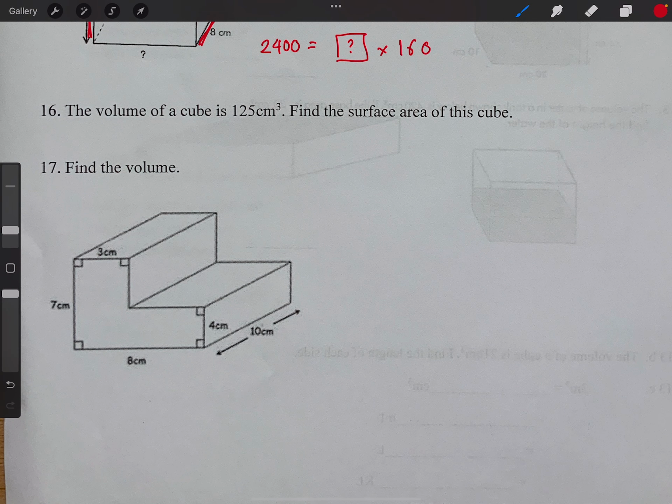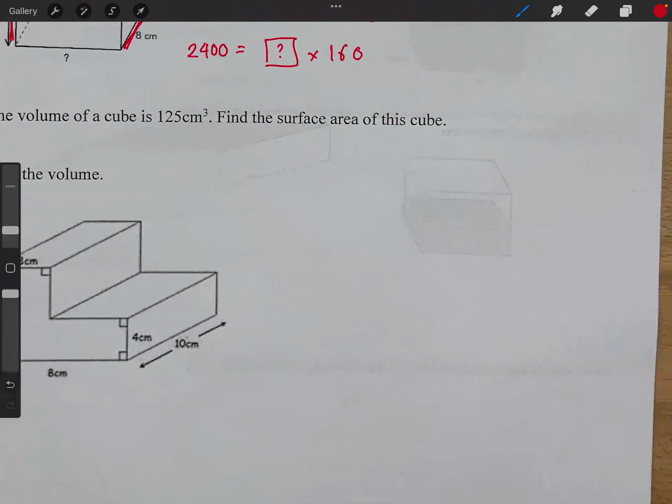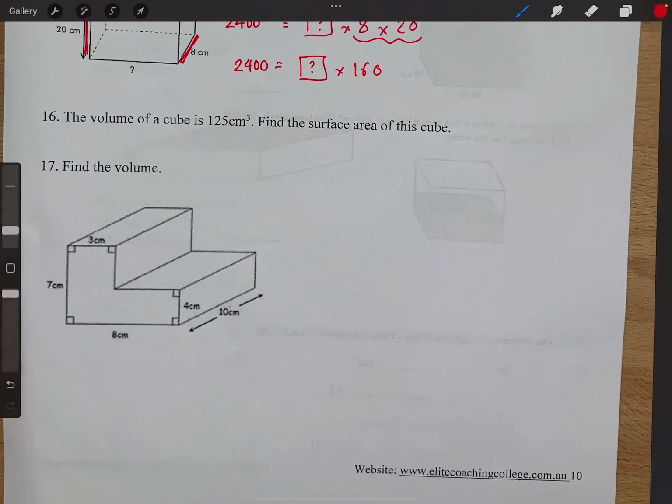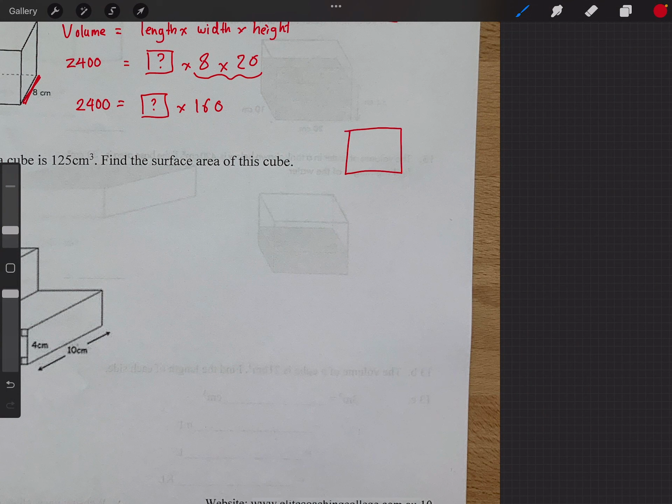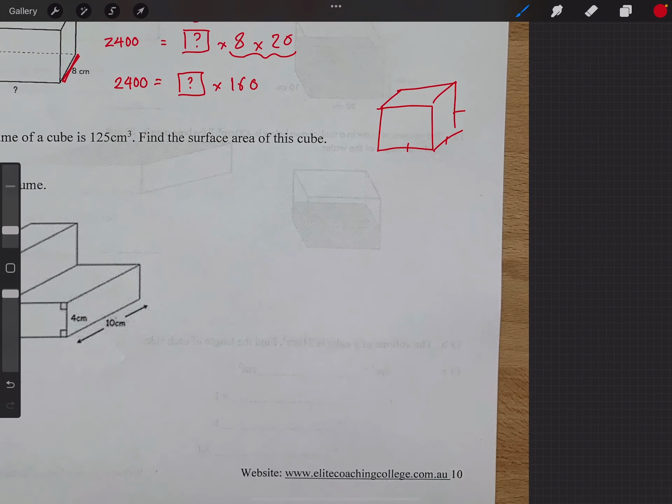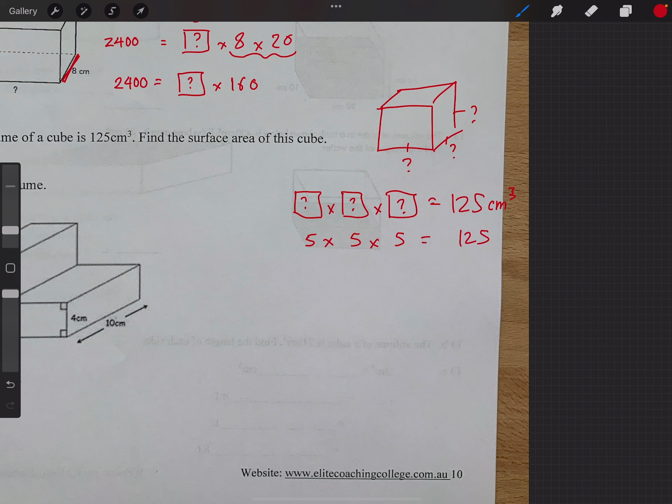Question 16. The volume of a cube is 125 centimeters cubed. Find the surface area. Before we can find the surface area of this cube, we must find its side length. They're all the same, so three numbers multiplied together give me 125 centimeters cubed. If you figure it out, you can see that 5 times 5 times 5 is indeed 125. So each side must equal 5.